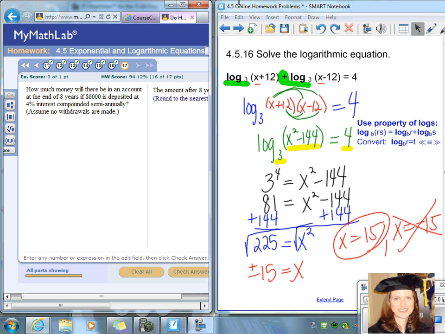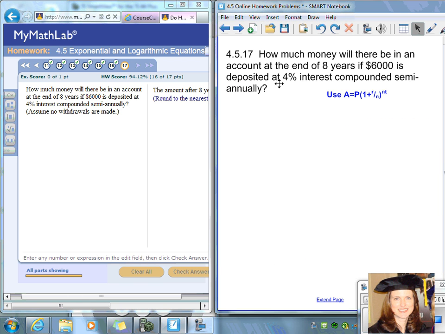And then finally, question number 17. How much money will there be in an account at the end of 8 years if $6,000 is deposited at 4% interest compounded semi-annually? This is a compound interest problem. We have $6,000, that's how much we're going to deposit initially. We're going to use the equation given here. A equals P times 1 plus r over n to the nt.